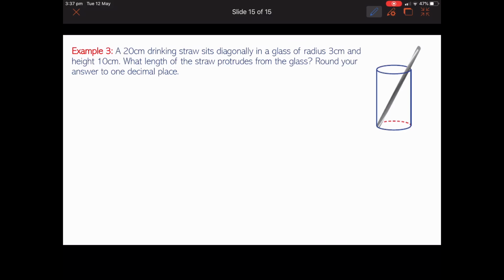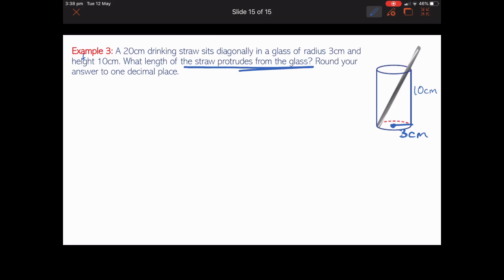The last example we're going to do looks like it's got some 3D stuff in it, but really we can break it down so it's two-dimensional. We've got a drinking straw that sits diagonally in a glass, which has a radius of 3 centimeters. So I'm going to draw that radius on, remembering that the radius is not the whole way across, it's half of the way across. So 3 centimeters from the midpoint out to the circumference of the circle. And it's got a height of 10 centimeters. Okay, and we want to know what length of the straw protrudes from the glass.